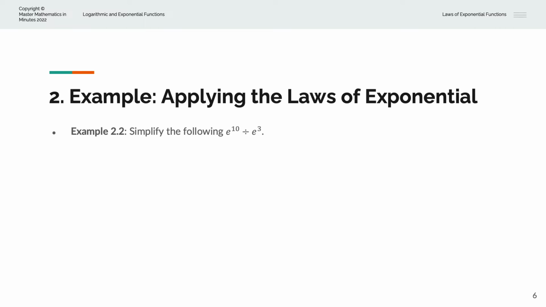So the second example is where we're asked to simplify e to the power of 10 divided by e to the power of 3. And we will apply the second law. So e to the power of 10 divided by e to the power of 3, according to the second law, is where we should subtract the power. And so we have e to the power of 10 minus 3, and that simplifies to e to the power of 7.